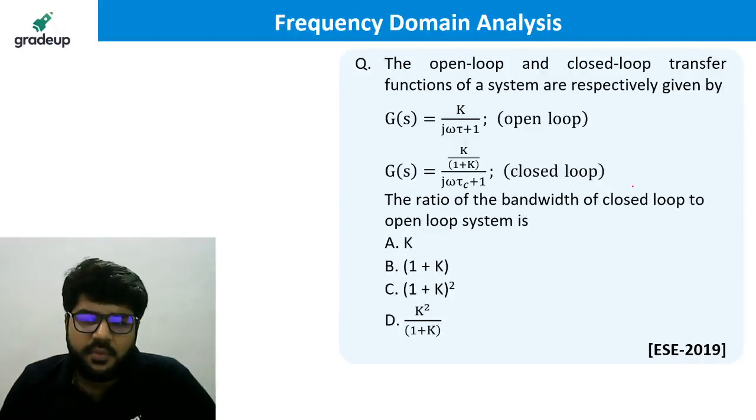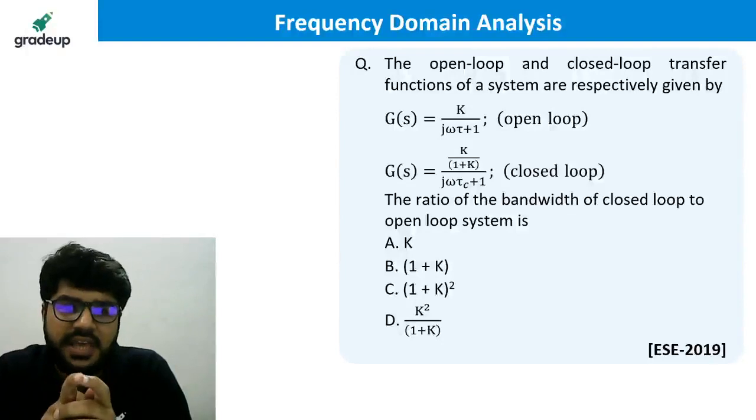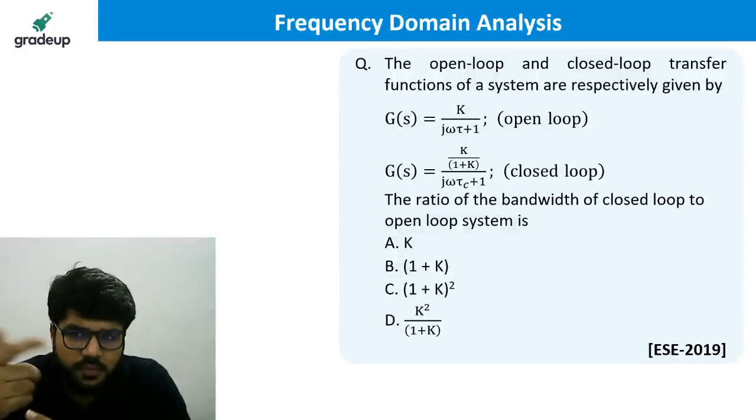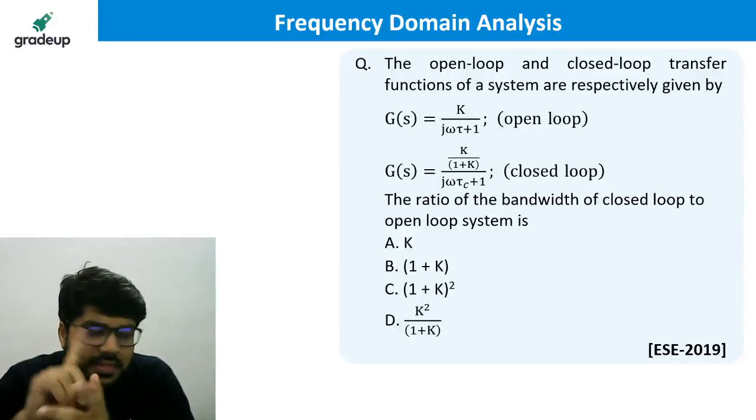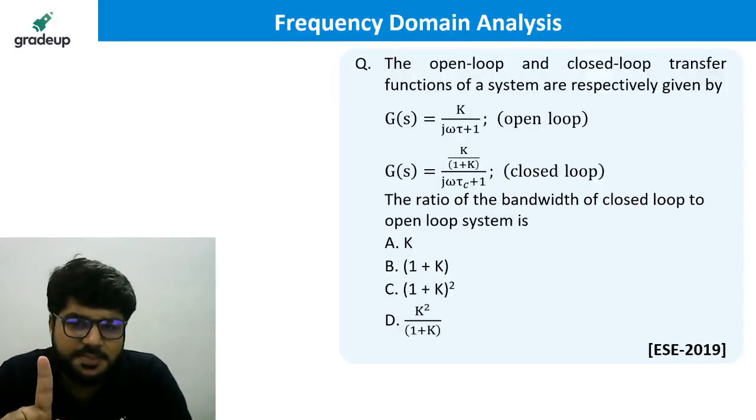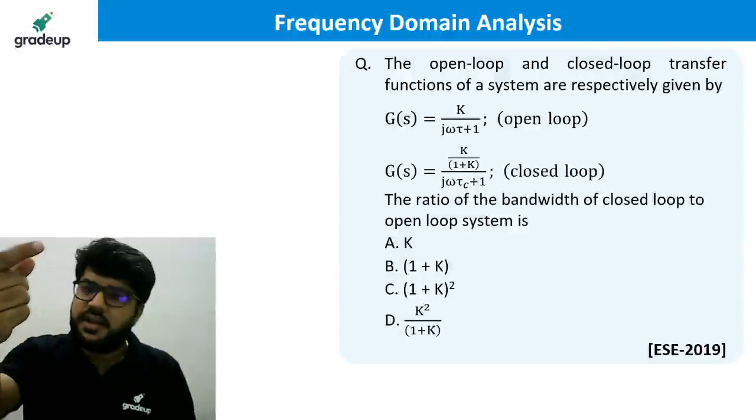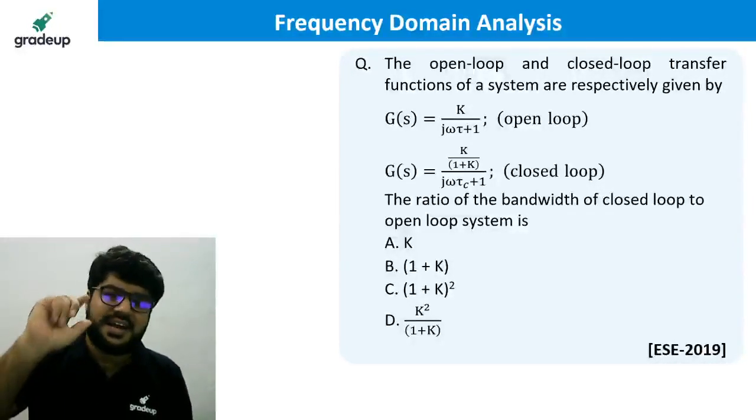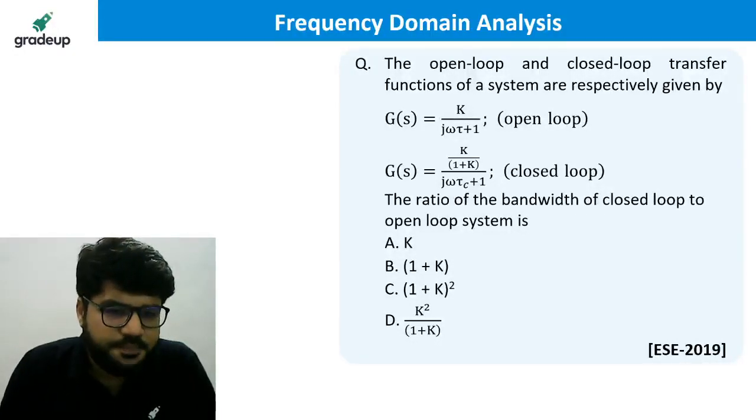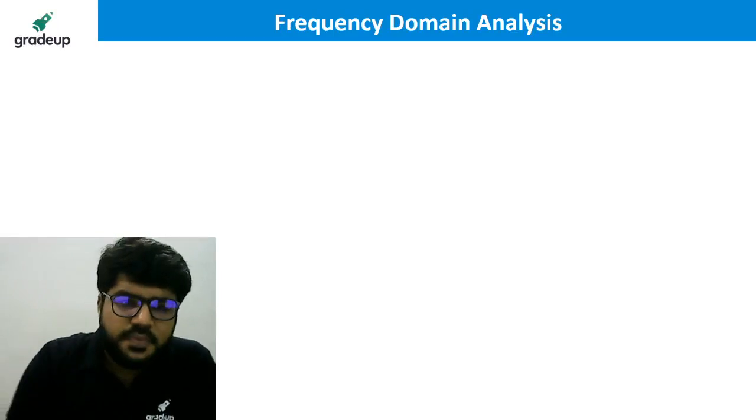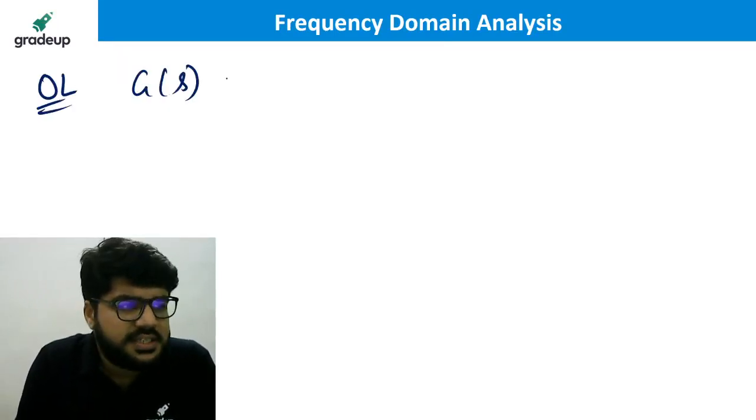The ratio of the bandwidth of the closed loop to the open loop. See, in the time response, I have already explained the effect of feedback, open loop and closed loop, once you connect the system in closed loop. The effect of feedback on the time constant, that is on the speed, we have discussed already in the time response. What is the effect of feedback, converting an open loop into a closed loop system, on the bandwidth of the system? This question is about that. To see, once I take the open loop case, what is G(s) given?